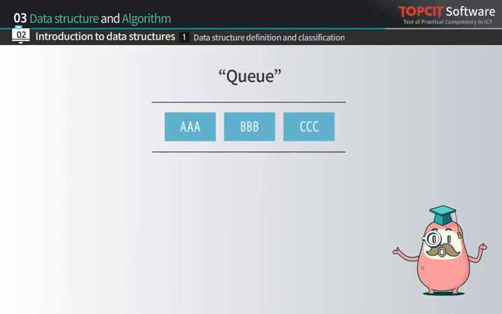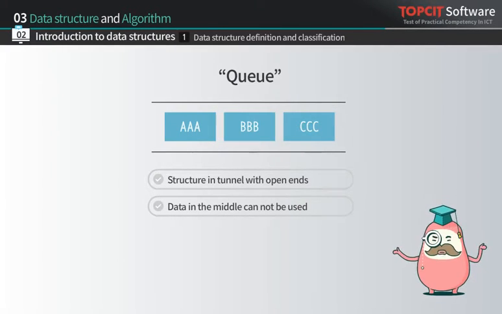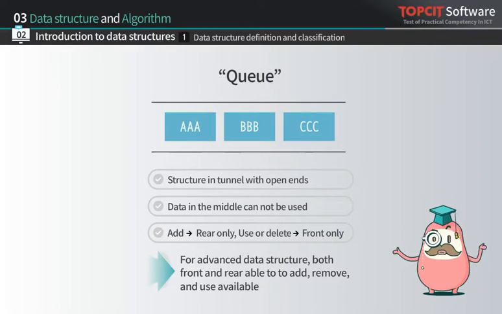Next is the queue. The queue is a structure in which data is placed in a tunnel with both ends open. Data in the middle, of course, cannot be used. In general, data is added at the rear, and the front only allows data to be deleted, but with a further developed data structure, we can add, use, and delete data at both front and rear.